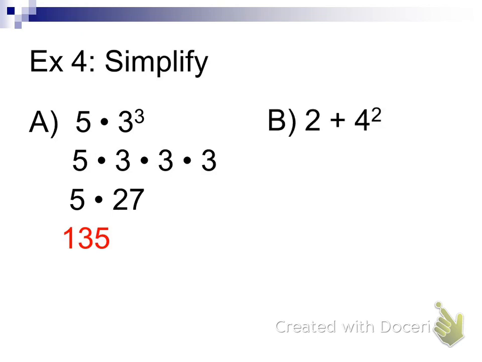All right, here's part B. How would I do this one? 2 plus 4 times 4. Yeah, it's 2 plus, and then 4 squared is 4 times 4. 4 times 4 is 16, yep, and then 2 plus 16 is 18. Good.